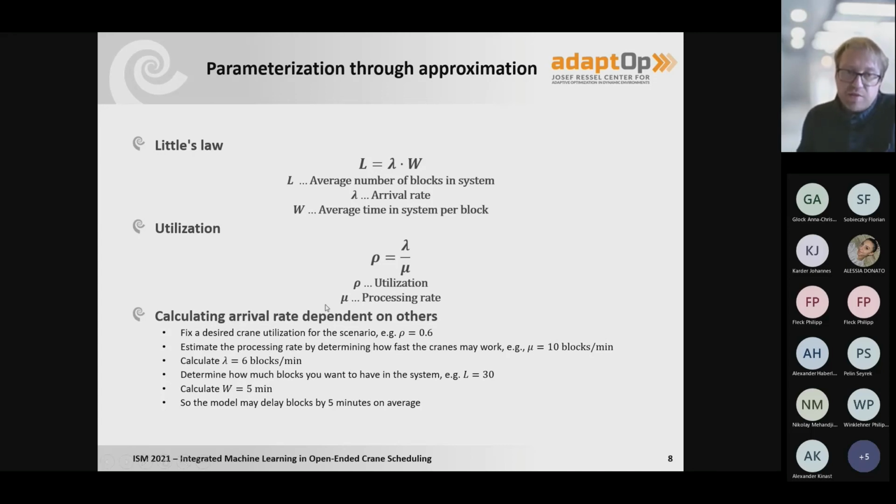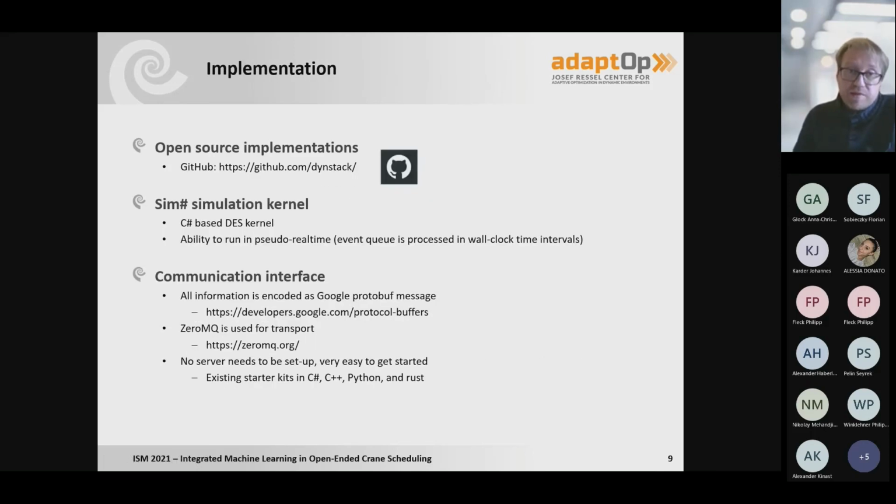So that's something that you have to consider when you parameterize these models, when you create instances of dynamic optimization problems. It's much more complex. You need to work with queuing theory, and this is still a very simple approximation. This is not very elaborate, and you cannot really calculate this exactly. So that's a challenge.